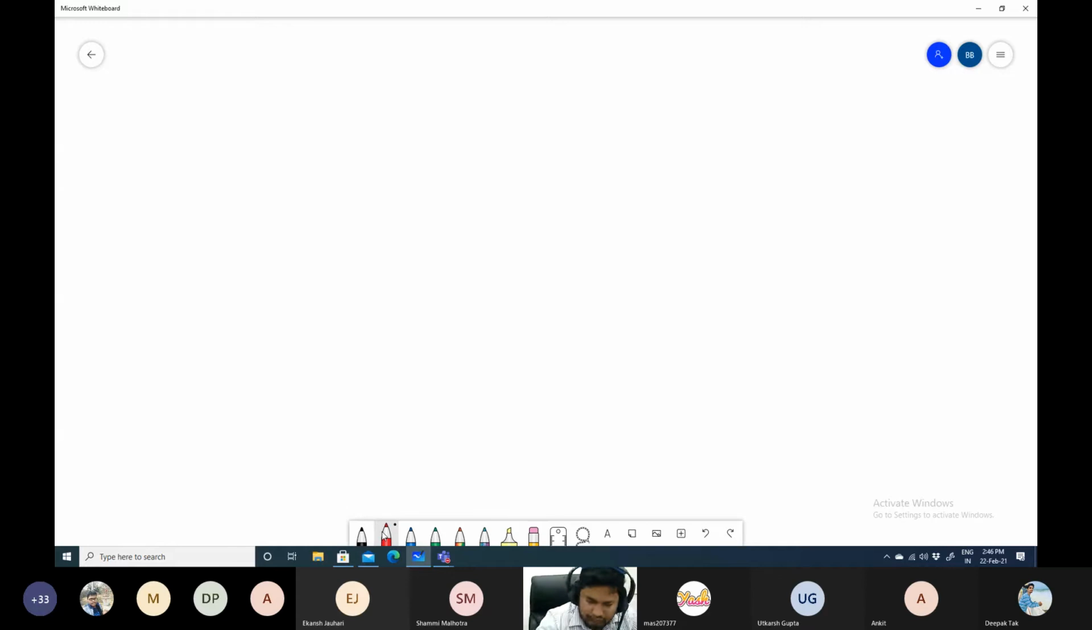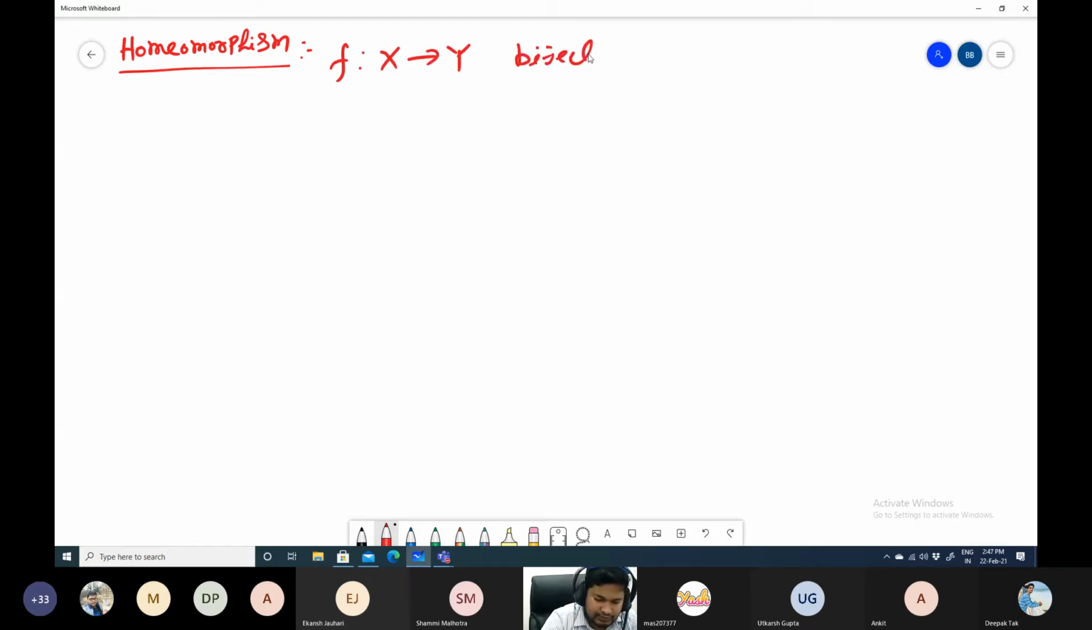Okay, so there are some more definitions. One is homeomorphism. Do you know the definition of homeomorphism? I think it was in the calculus course. F is bijective and continuous, and F inverse is continuous. F and F inverse both are continuous.